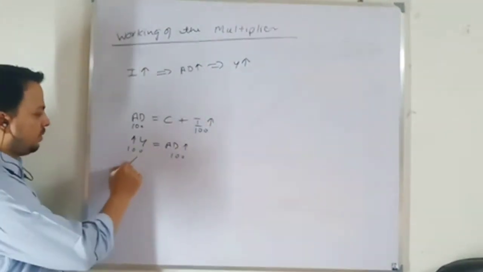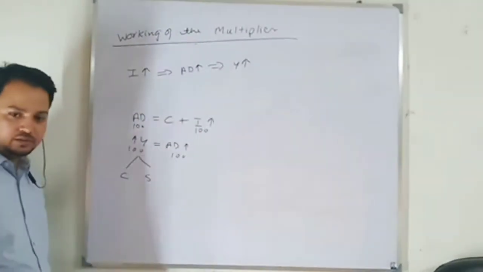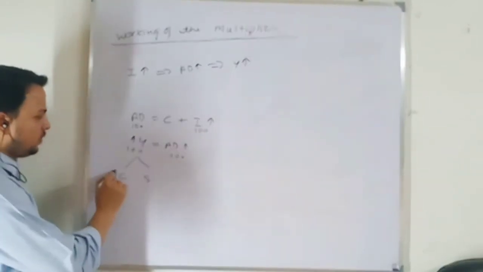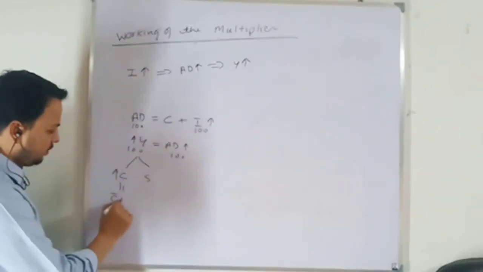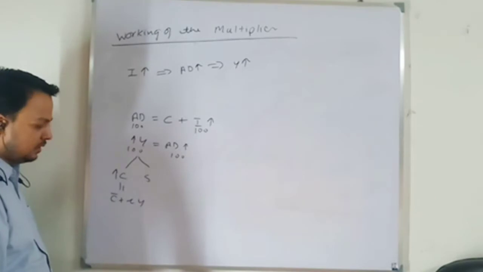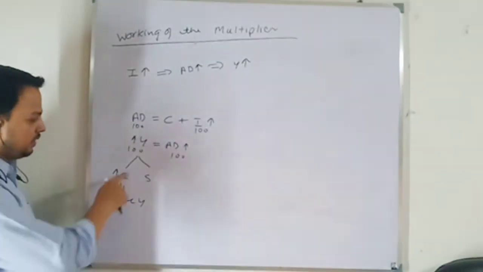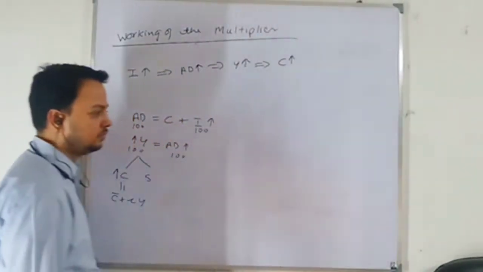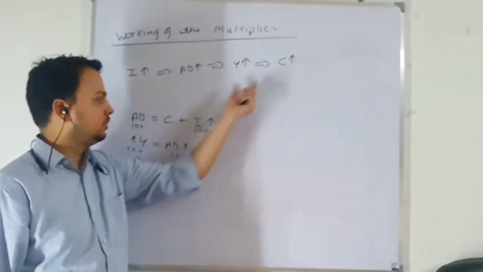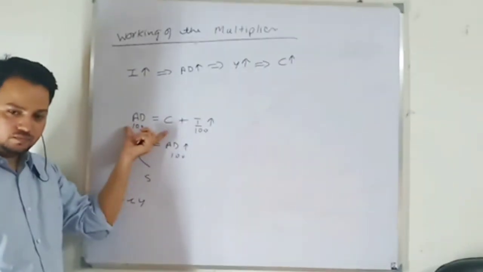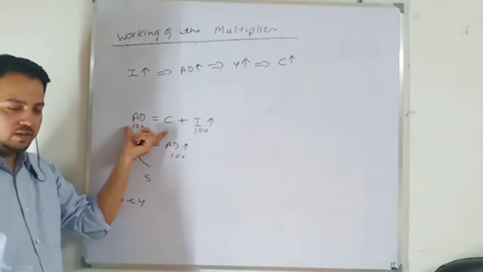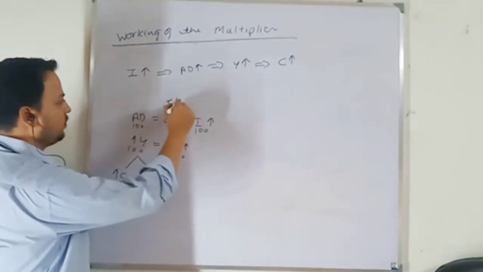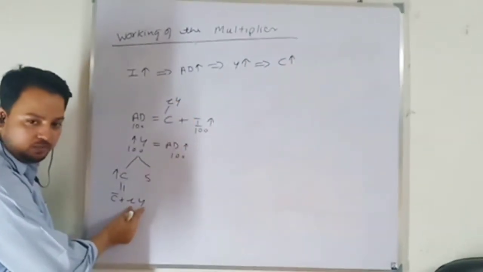So when income increases, income is either consumed or saved, right? Agree? So consumption will also increase, and consumption is C bar plus small c y. When your income increases, consumption will also increase. Consumption is a part of aggregate demand, right? So aggregate demand will increase. By how much? This time small c, because only the induced part of the consumption will increase.